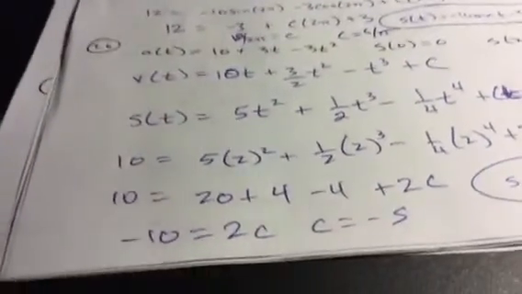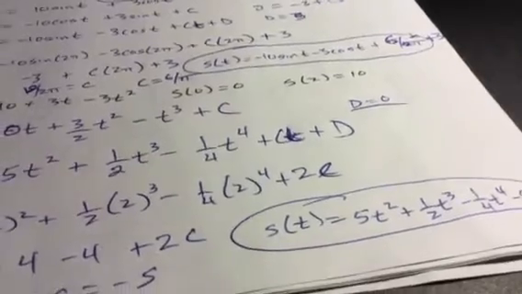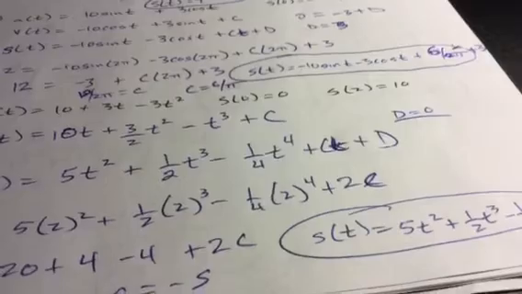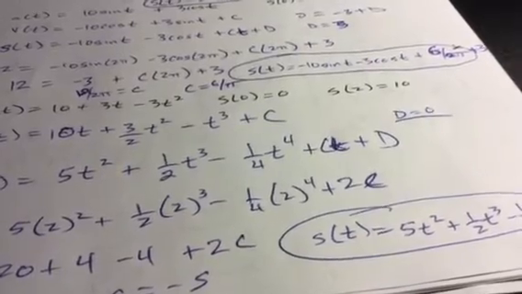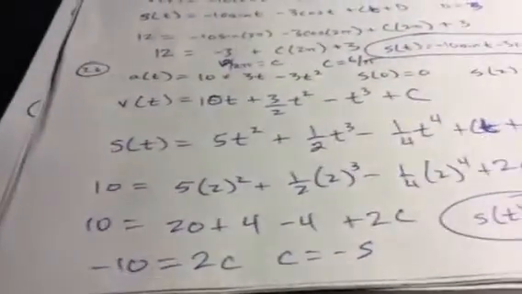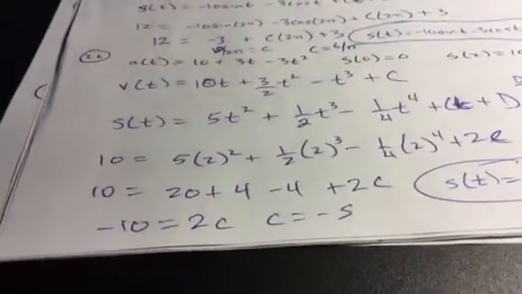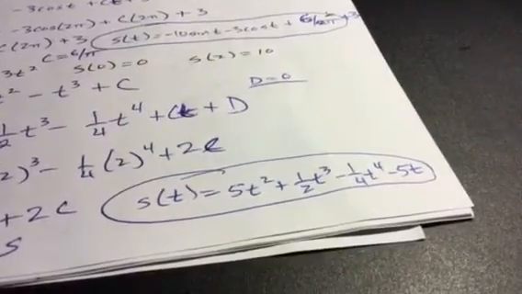You're given nothing about v of t, so take the antiderivative again. You have ct plus d. S of 0 is 0. There's no cosine, so d is 0. And then, folks, plug 2 in. You're left with 2 times c. And then do a little algebra. You're going to get c is -5. And that is your answer.